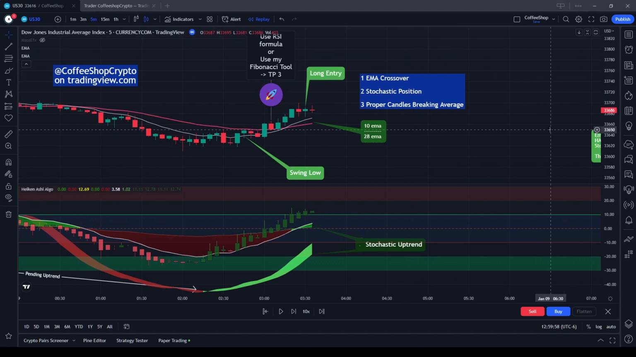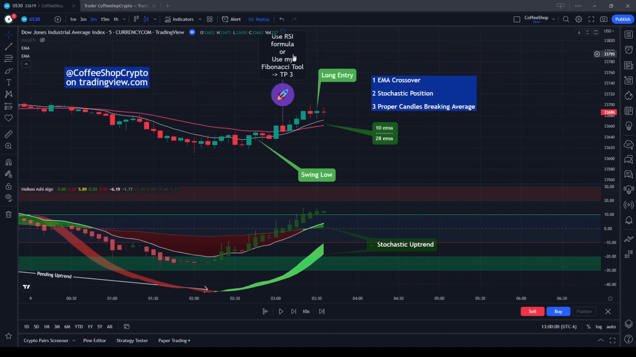Now, let's talk about the long entry, right? For this long entry, you can use the RSI formula, or you can use the Fibonacci tool to set your trade and walk away. So here again, you have a crossover. Here's your crossover. Your Heiken Ashi candle's open and close above both averages. Your stochastic is moving up, but your stochastic is down here. It's below the midline. It needs to be above the midline, right? This leading edge has to be above the midline.